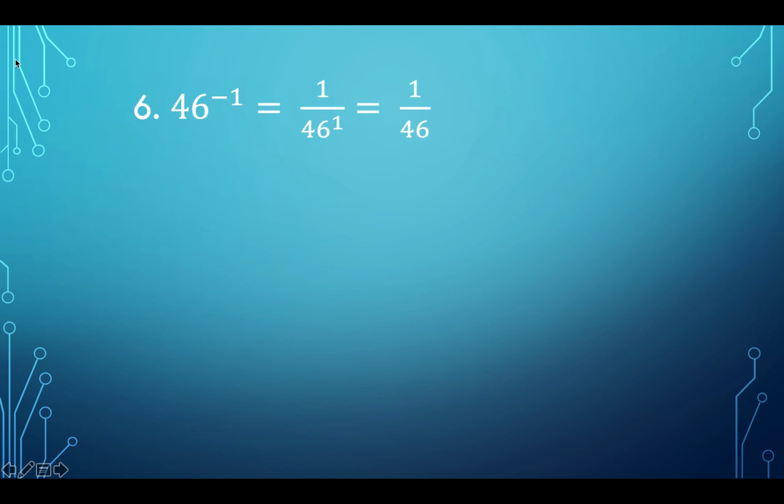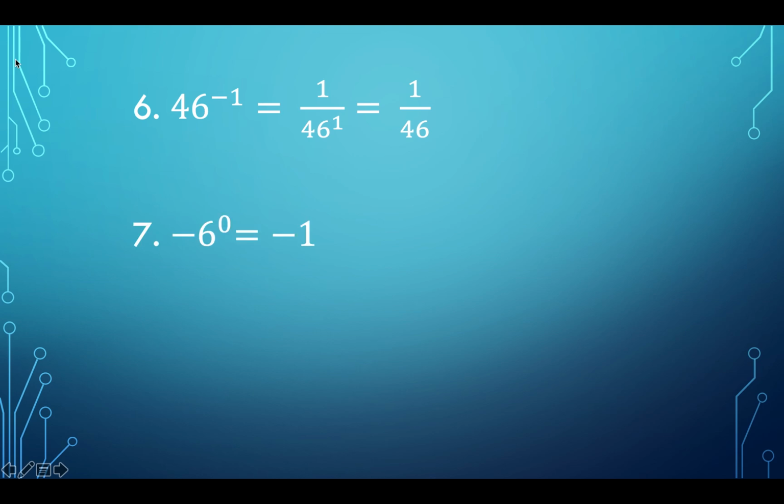In number 6, you guys got 46 to the negative 1. Well, we got a negative exponent. We got to put that in the denominator. So we're left with 1 over 46 to the first, and any number to the first power is itself, so we're left with 1 over 46. Now, if you guys are doing these in your calculator, you would just get a decimal, and to get the fraction back, all you would do is hit the math button and then enter twice.